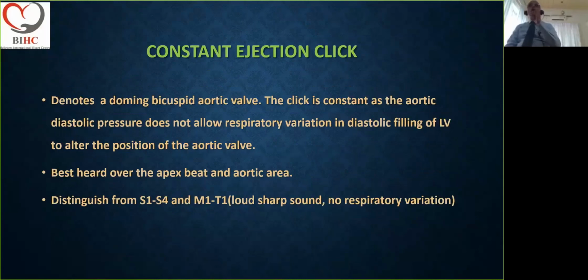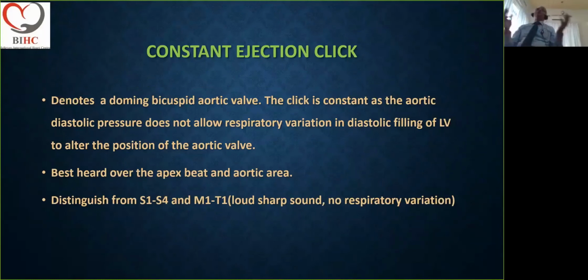A constant ejection click is a feature of a bicuspid aortic valve. The bicuspid aortic valve also domes in systole. Why is the bicuspid aortic valve click constant where the pulmonary stenosis click is phasic? You are speaking of the inspiratory filling of the ventricle influencing the position of the valve. It is all right when the diastolic pressure in the artery is 5 or 10, as is the case of pulmonary artery. But if the diastolic pressure is 80, that's a different ball game.